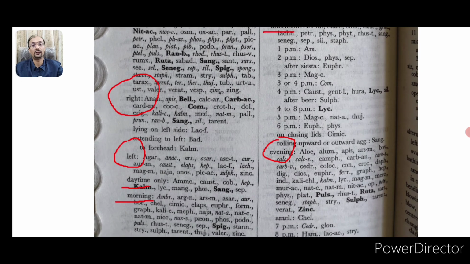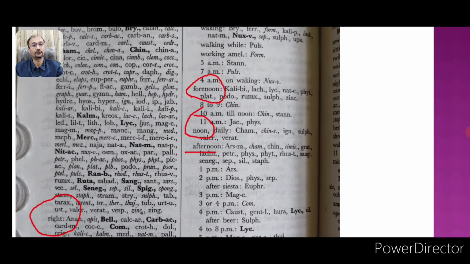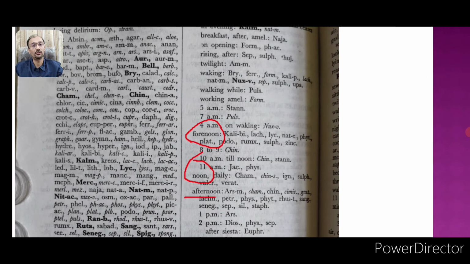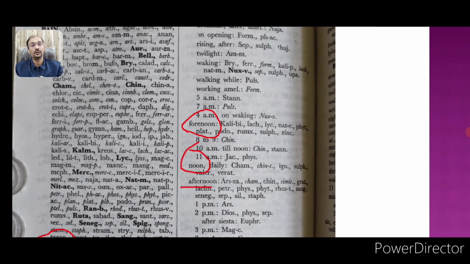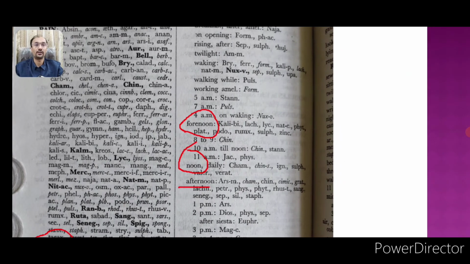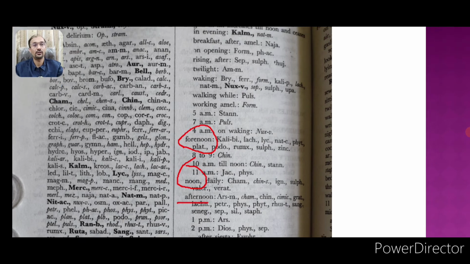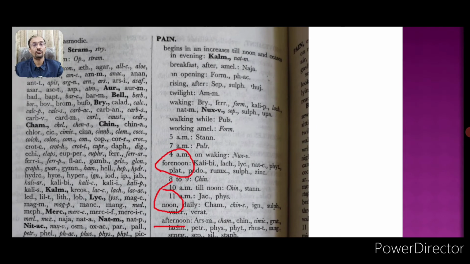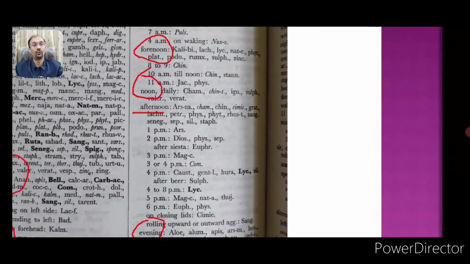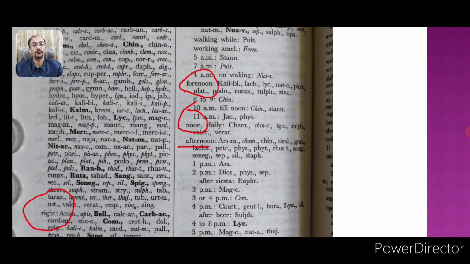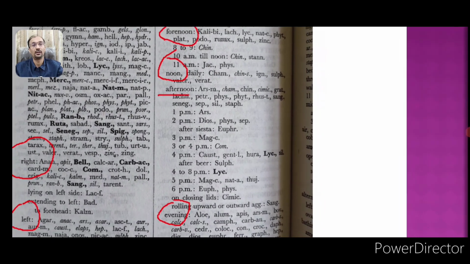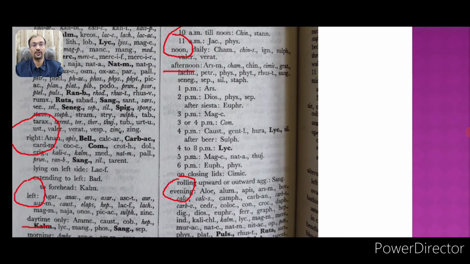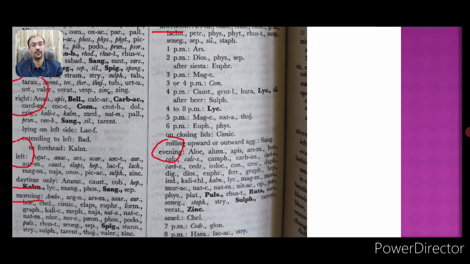After side, there is daytime, morning. So the time modality is there, forenoon, noon. Another main feature of Kent's repertory is that we are going to find specific times in AM and PM also. You can see over here, in forenoon we have 8 to 9 am, 10 am, 11 am, okay, noon, then daily, etc. Again in afternoon, 1 pm, 4 pm, evening. So these are the time modalities.